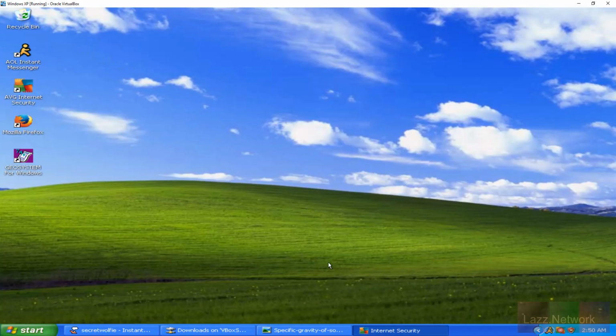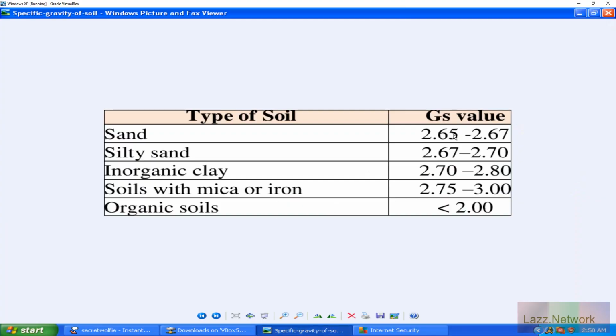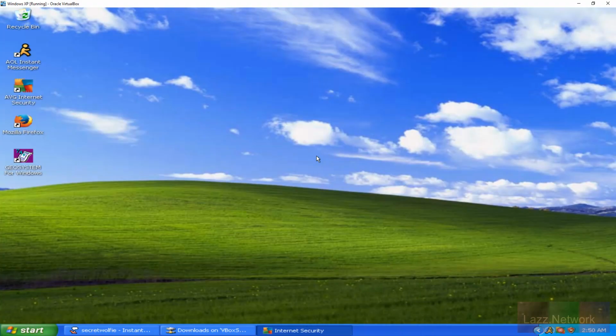It's a very important thing to know your specific gravity of soils, because when you know what the density of your material is, it helps classify it better for starters, because now is it a sand or is it organic. For proctors and stuff, it helps with determining your zero air void factor.